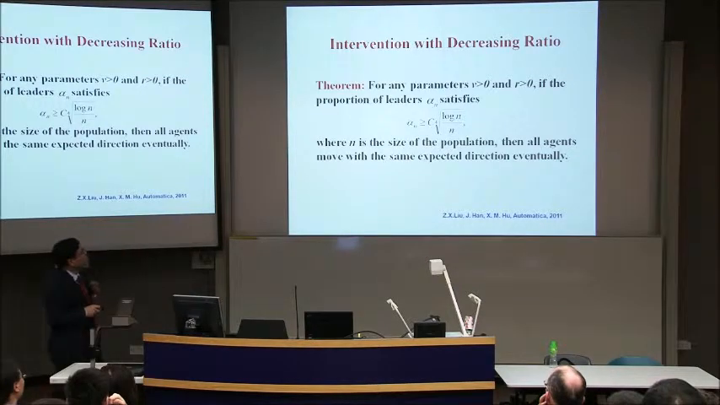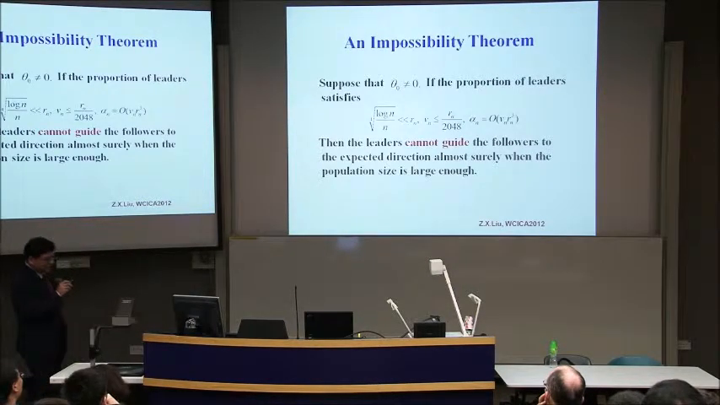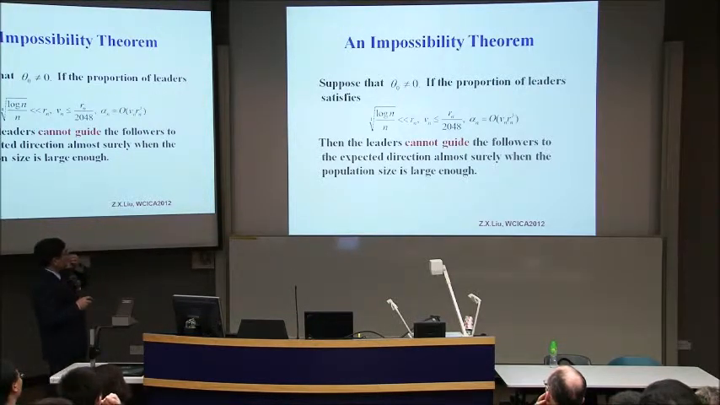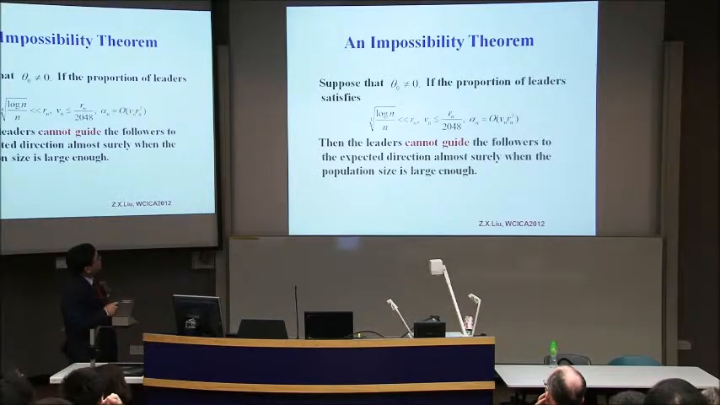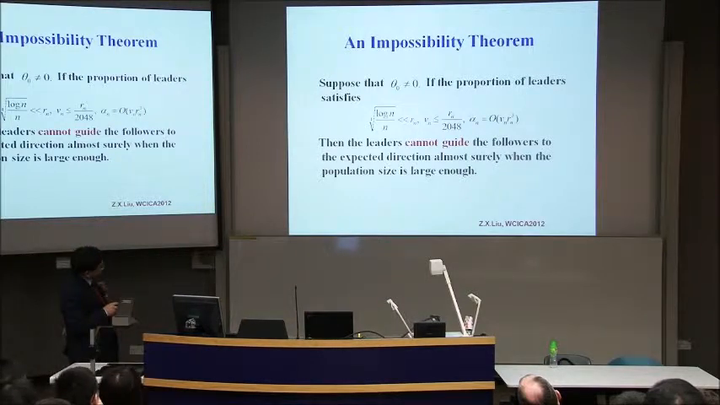You can have something more, an impossibility theorem. Suppose that the initial angle is not 0. If the proportion of the leaders satisfies this, I mean, if rn is larger than this, where r is the radius and v is the speed, and this is the proportion of the leaders, then the leaders cannot guide the followers to the expected direction almost surely when the population size is large enough.